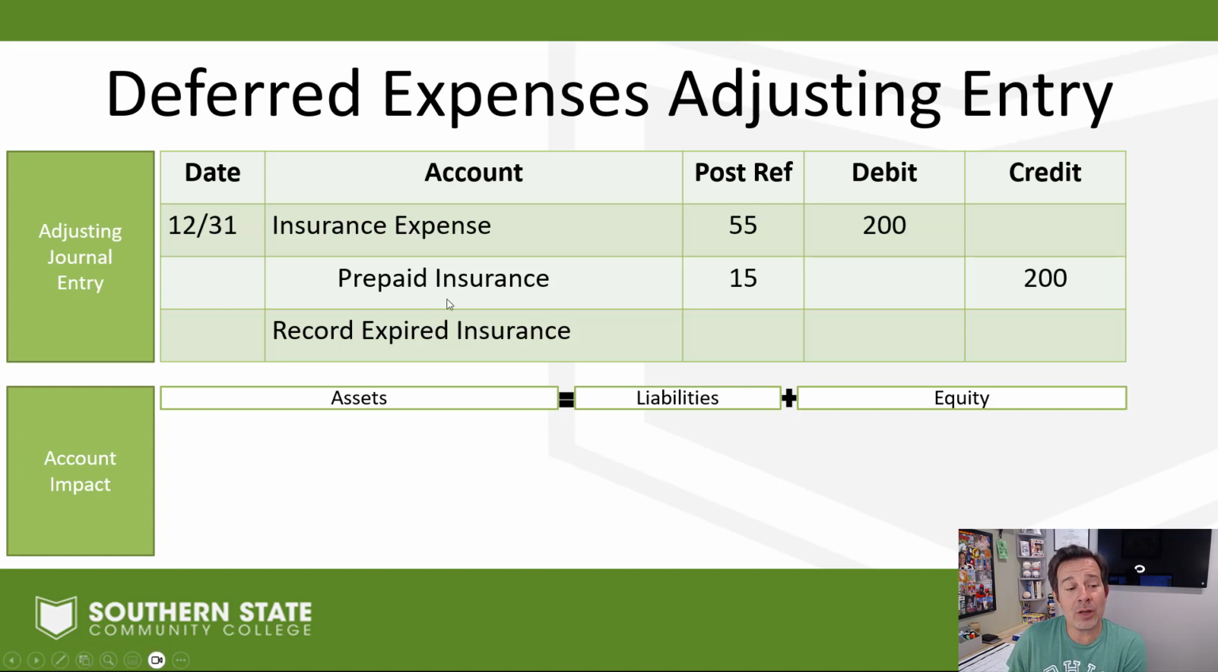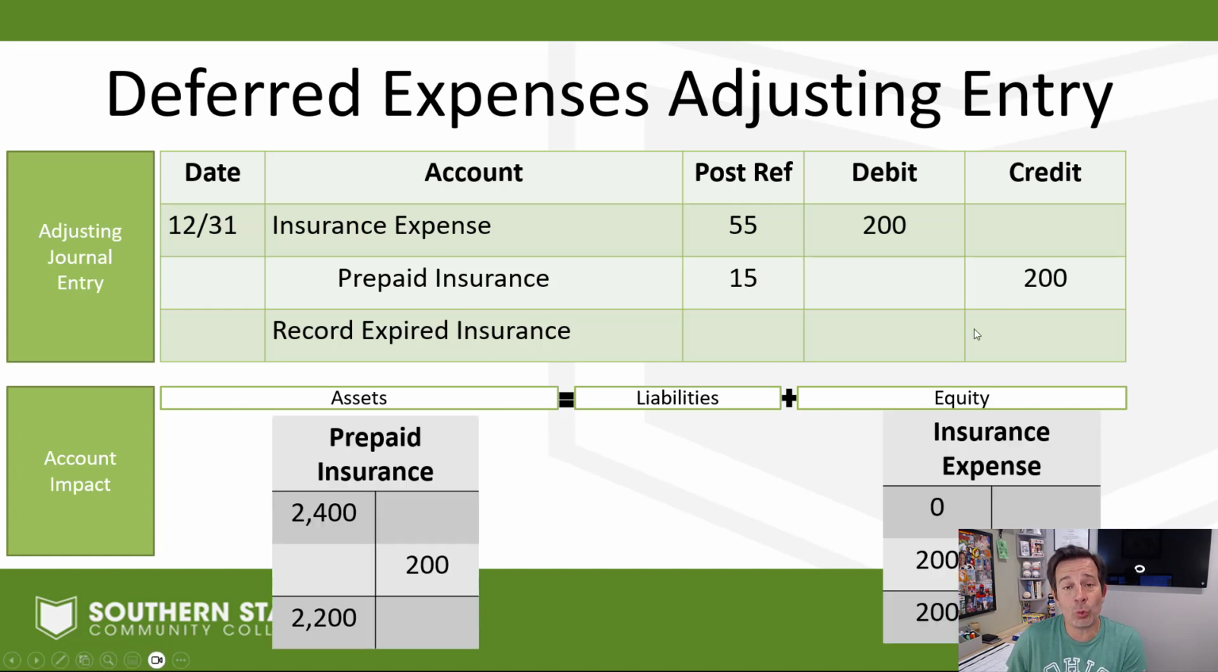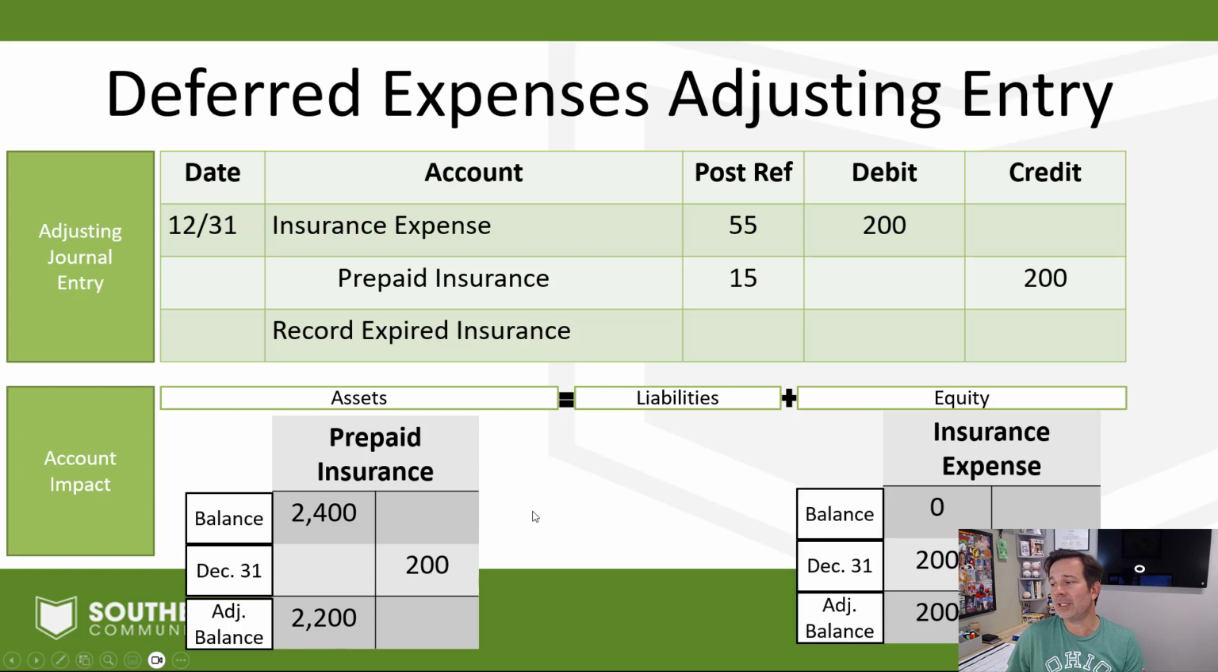The $200 credit to prepaid insurance takes away from our asset of prepaid insurance and reduces our balance down to $2,200. We only have 11 months of insurance at the end of December because we've used up 1. There is our month we've used up, and there's our new balance in prepaid insurance.